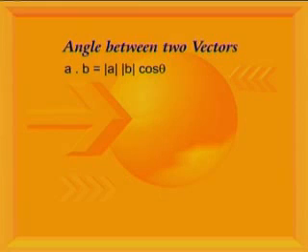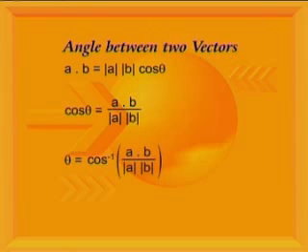From the definition that A dot B is equal to magnitude of A, magnitude of B into cosine of theta, cosine of theta will be equal to A dot B divided by magnitude of A multiplied by magnitude of B. And from here we can find theta. And theta lies between 0 to pi.